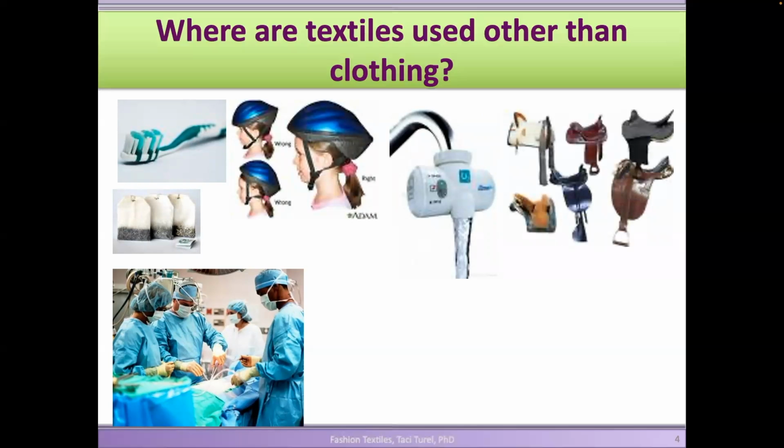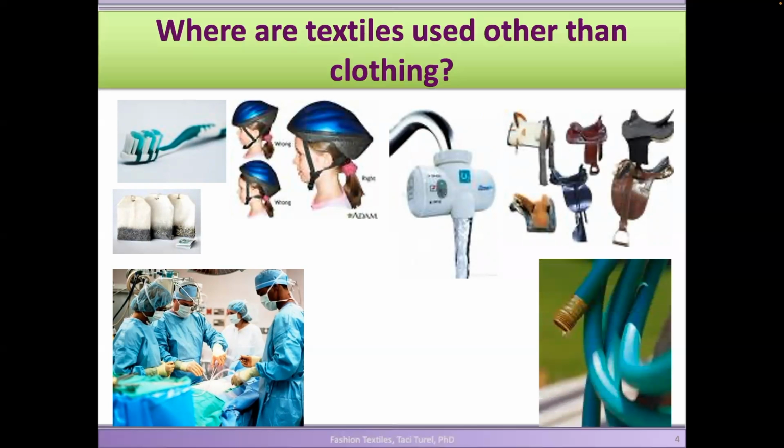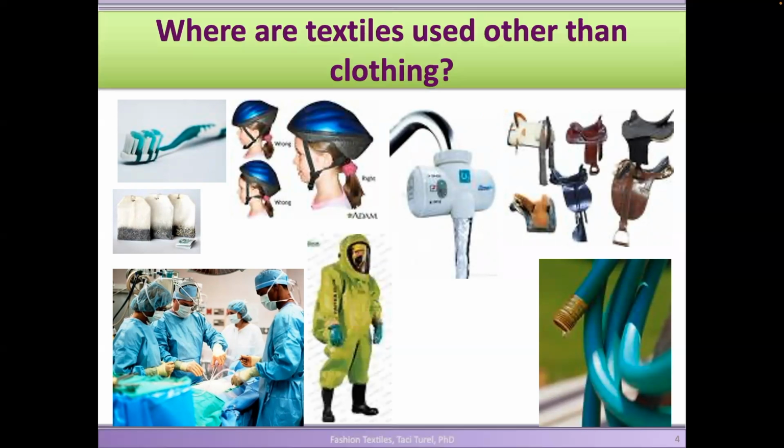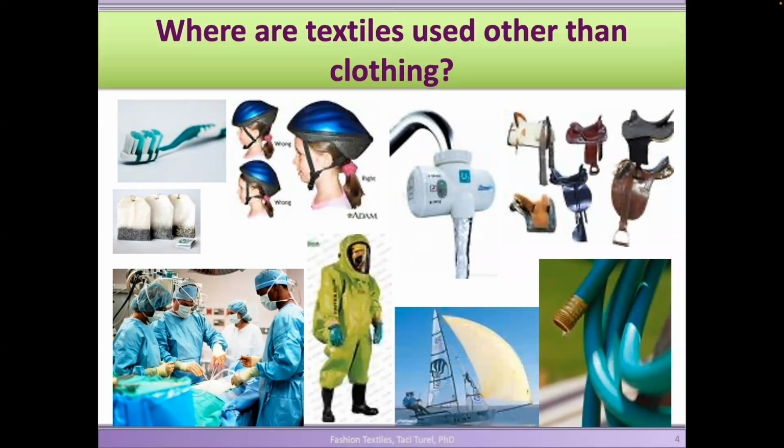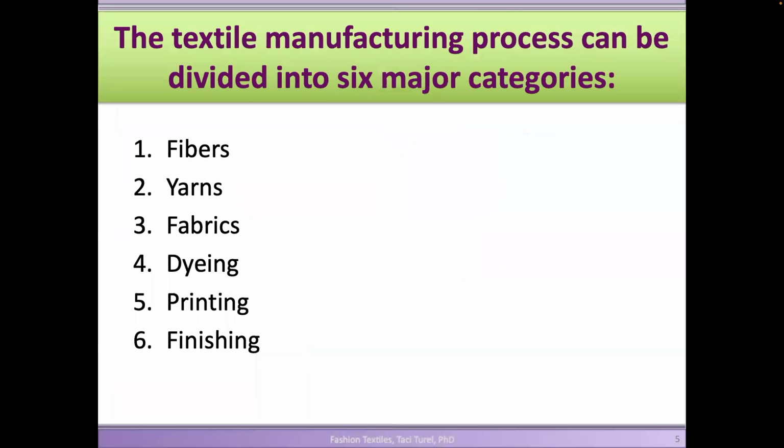These are made out of leather, horseback riding seats, and things like that, hoses, water hoses, chemical protection clothing, or astronauts' clothing, but also sailboats use sails made out of textiles, parachutes, umbrellas. I mean, there are so many other uses of textiles.